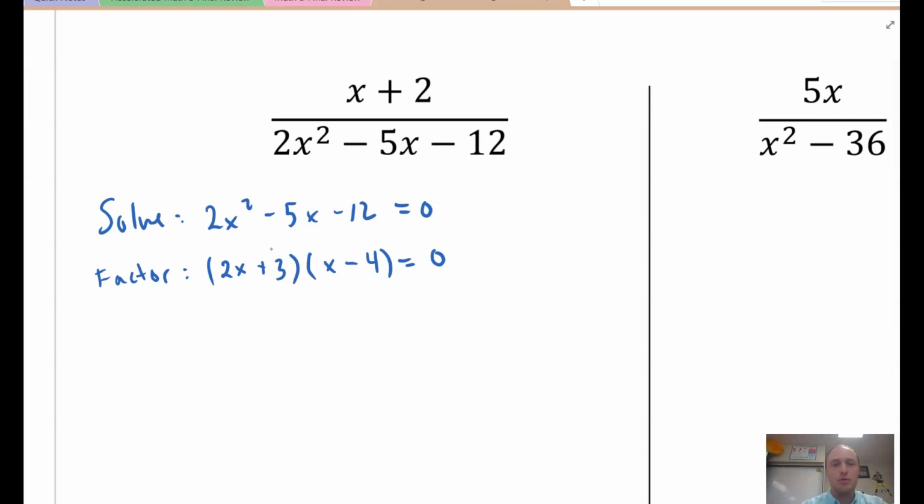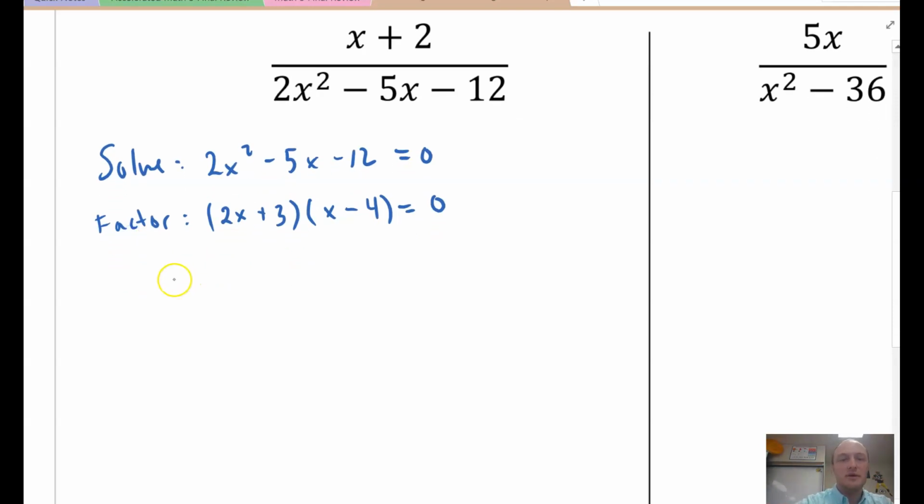So I want to solve this. Well, we're going to use the zero product property. So we have 2x plus 3 equals 0, or x minus 4 equals 0. Now we're just going to use our algebra to solve. Subtract 3, divide by 2.